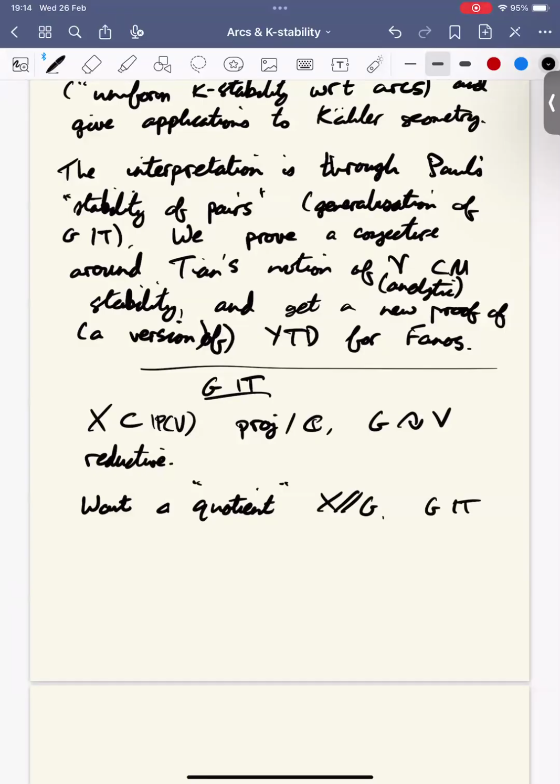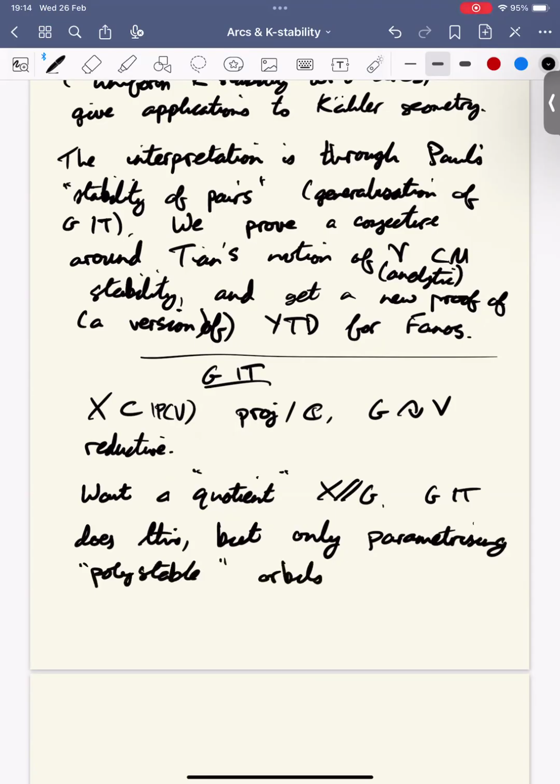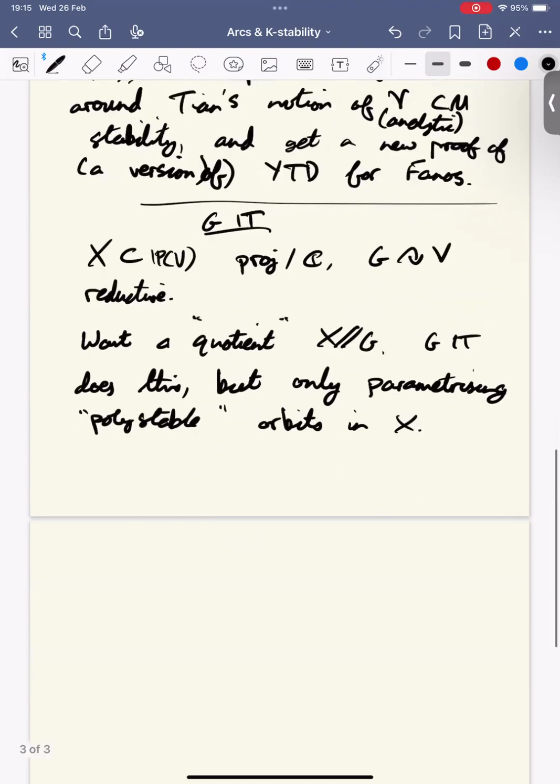So GIT, again, geometric invariant theory, does this, but it only parameterizes certain orbits. I mean, a quotient space should parameterize orbits. That would be the ideal situation. That's not possible if you want to have a separated quotient. So you need to select a nice class of orbits that you actually parameterize. So GIT only parameterizes what are called polystable orbits. So you have to kind of throw away some bad unstable orbits that are not represented in the quotient. So this is sort of the finite dimensional motivation for this whole story of k-stability.